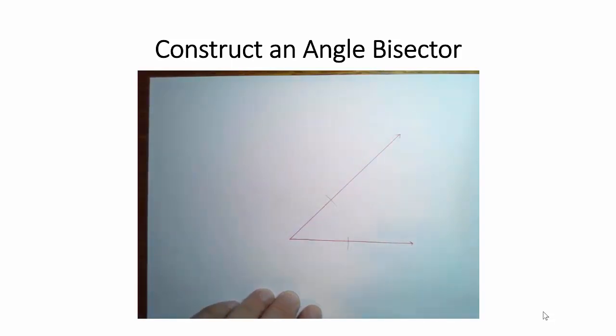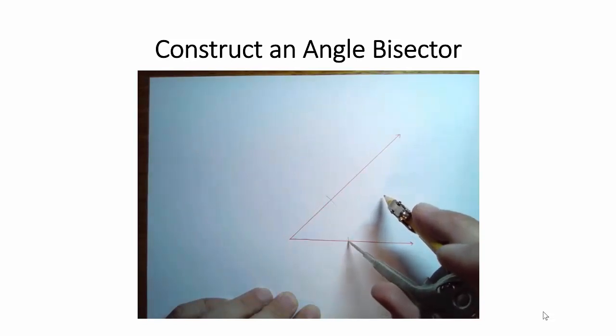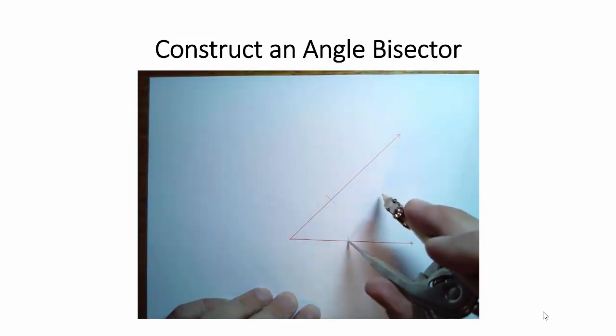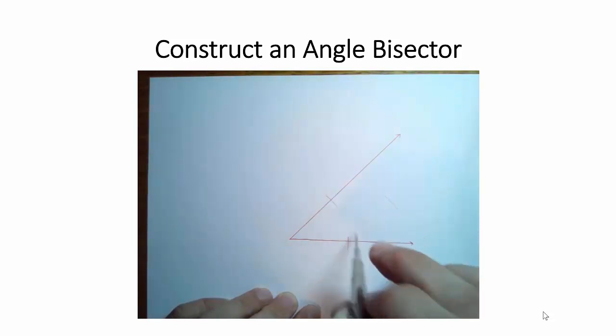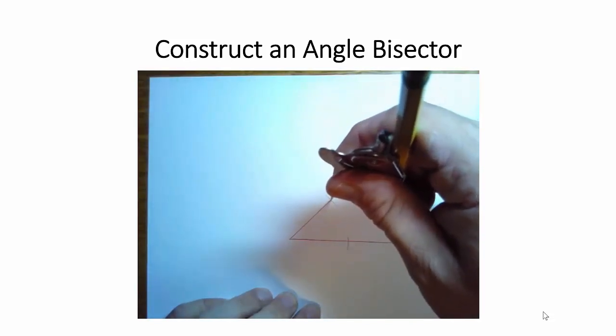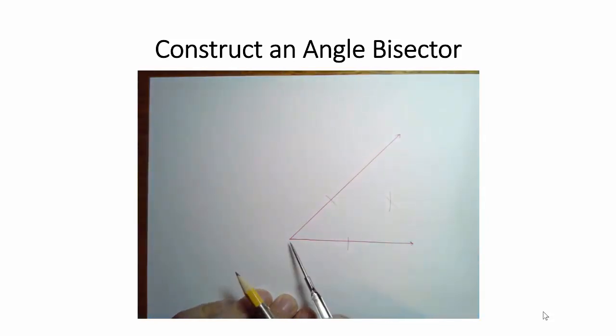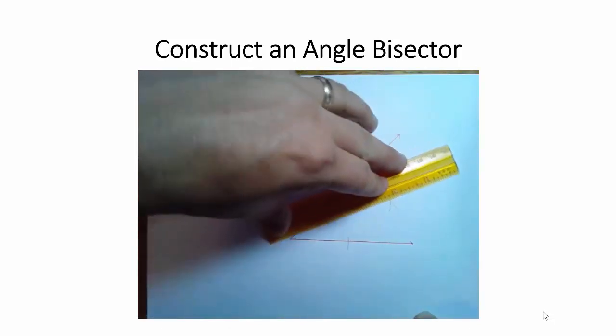Then I'm going to take the same compass measurement, and draw a circle centered at this point and an arc centered at this point. And then if I connect the vertex to this point of intersection, I will have created an angle bisector.